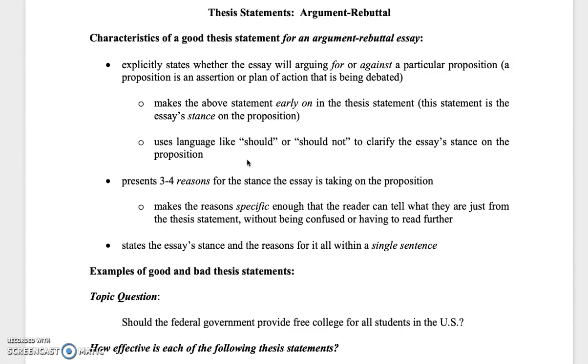Then the second part is the reasons for the stance. Often you join those two parts with a word like because that will lead into your reasons. You want to present 3 or 4 reasons, at least a couple, but usually about 3 or 4, why you are taking this stance. You want to make those reasons specific enough that the reader can tell what they are just from the thesis statement without having to read further. And you want them to be parallel, of course, so they're easy to read.